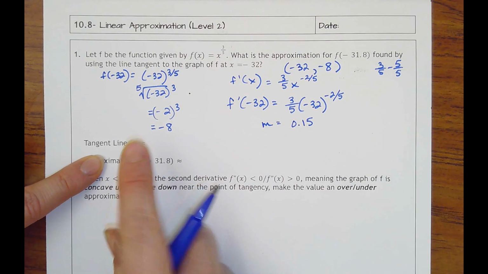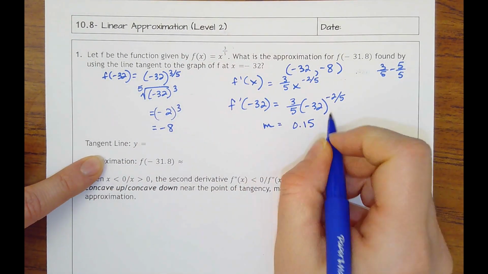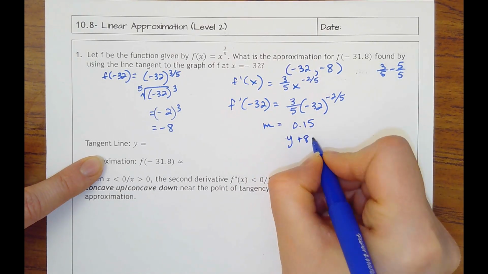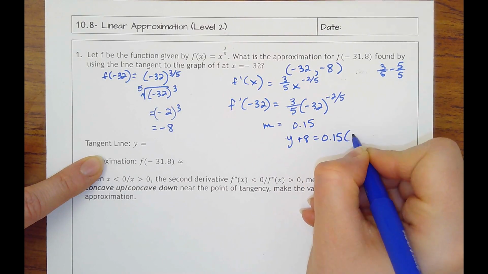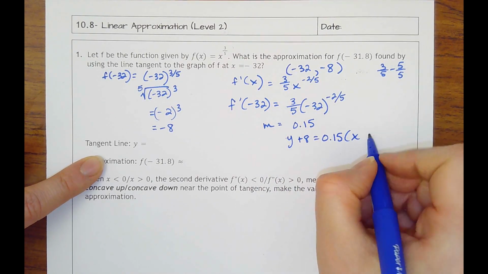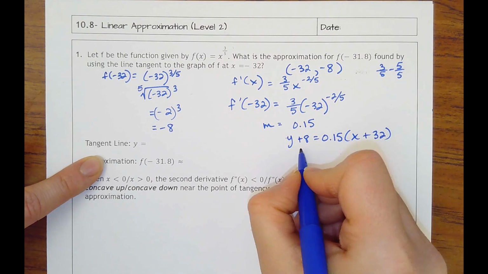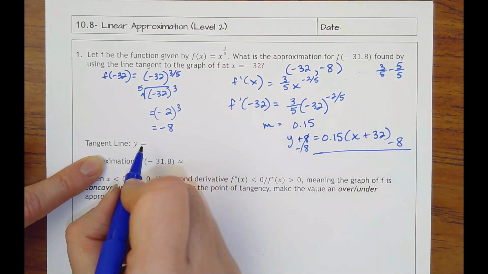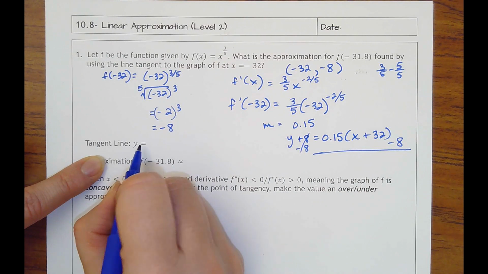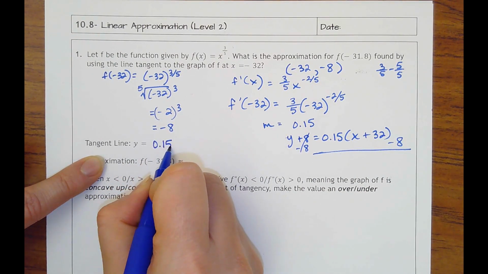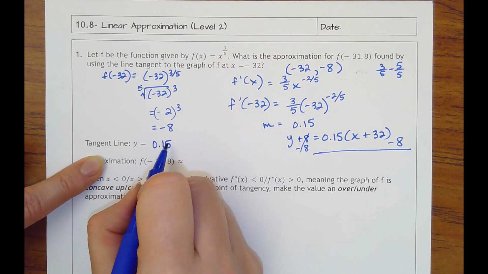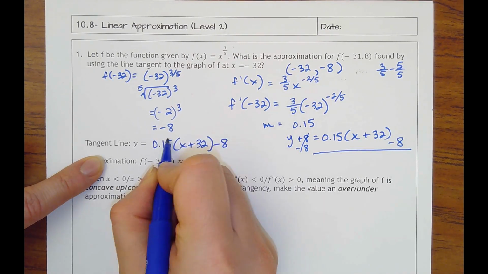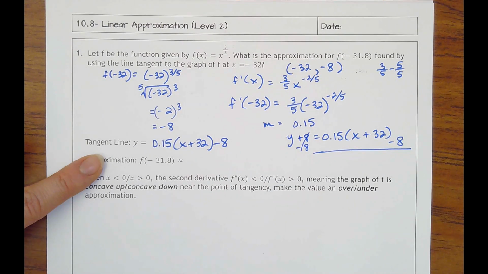Okay, they're going to want you to type in the tangent line, and they want it solved for y. So what we always have first is y minus my y value, so that'd be plus 8, equals my slope times x minus, so plus 32. We want to subtract the 8 over to get y by itself. So here in the answer, you're going to put y equals 0.15 times x plus 32 times negative 8. If you want to distribute and simplify, you can, but you don't have to.